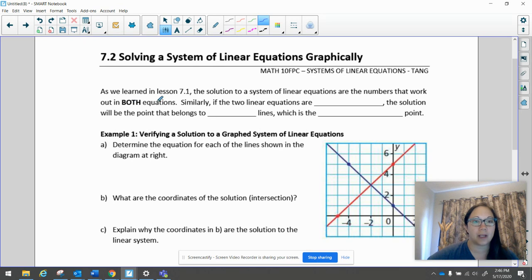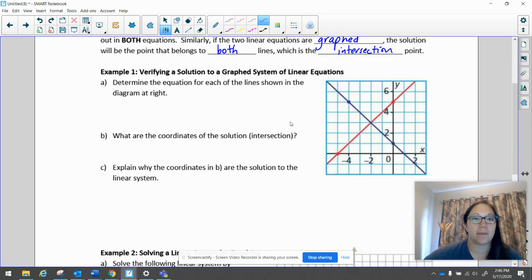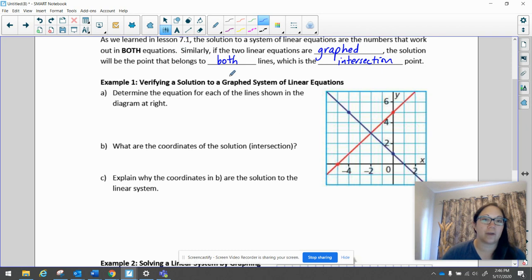work in both equations. So similarly, if the two linear equations are graphed, the solution will be the point that belongs to both lines, which is also called the intersection point or the meeting point. So here's our first example. Determine the equation for each of the lines shown in the diagram at right. We're going to use our skills from chapter 6 to do that. And then B, what are the coordinates of the solution or intersection point?